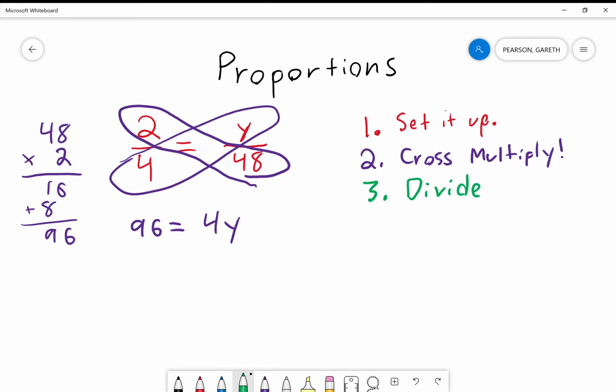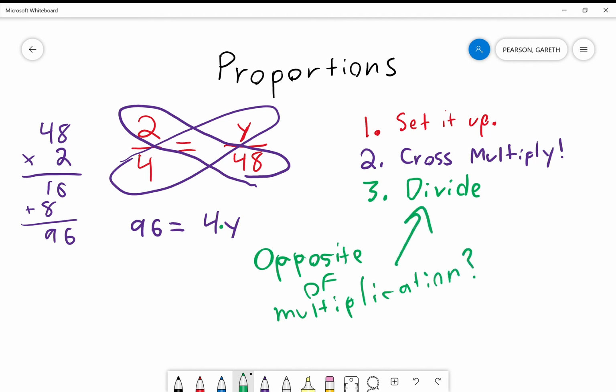Divide. So what are we doing? The y and the 4 are next to each other. They are currently multiplying. There's an invisible multiplication sign in between the 4 and the y. Now you have to ask yourself, you want the y to be alone. It's not currently alone, but right now it's multiplying. What is the opposite of multiplication? The opposite of multiplication is division.